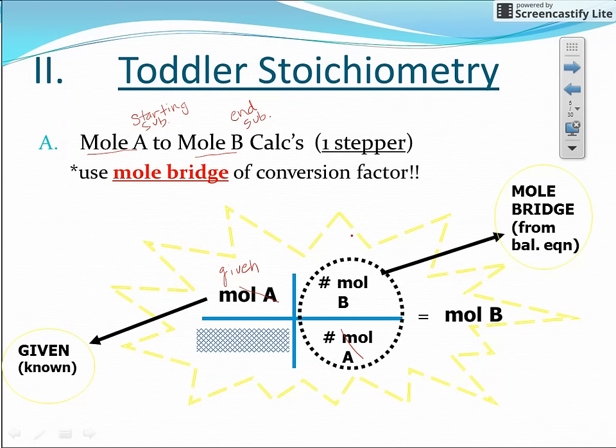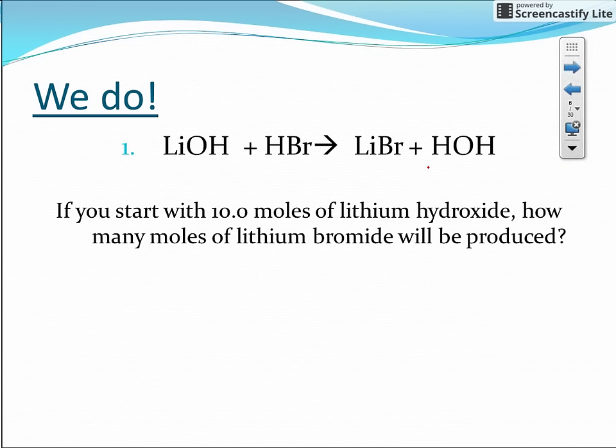This conversion factor comes from the balanced equation. This is our mole ratio or the mole bridge. This allows moles of A to cancel, and you're left with moles of B. So you would multiply across the top and divide by what's on bottom. Now the problems that we're going to be doing are coming from the notes examples worksheet that I gave you in class. So always double check to make sure your equation is balanced. This equation is already balanced.